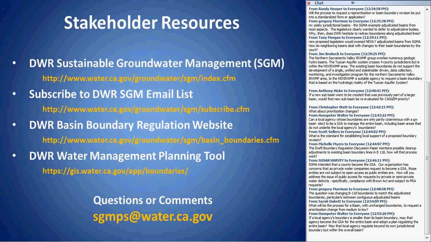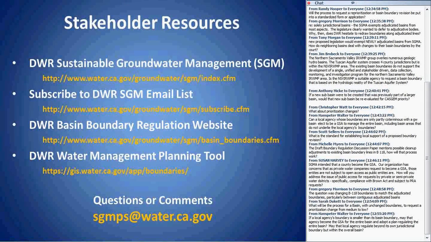Okay, I'll jump in. It looks like the next question is, what is the standard for establishing local support of a proposed boundary revision? Well, this is kind of two-part. One, the local agency can submit a basin boundary proposed change request. Therefore, we think it's pretty important that there needs to be agreement amongst any local agency that has a stake or is affected by that basin boundary change request.